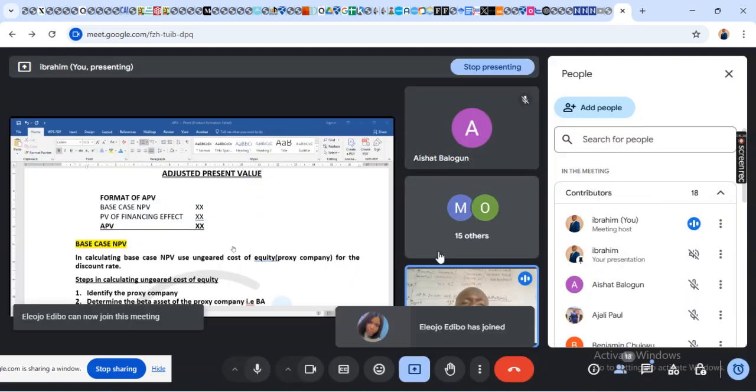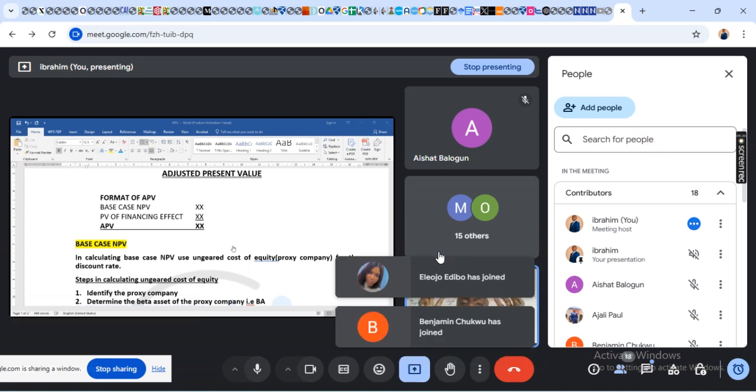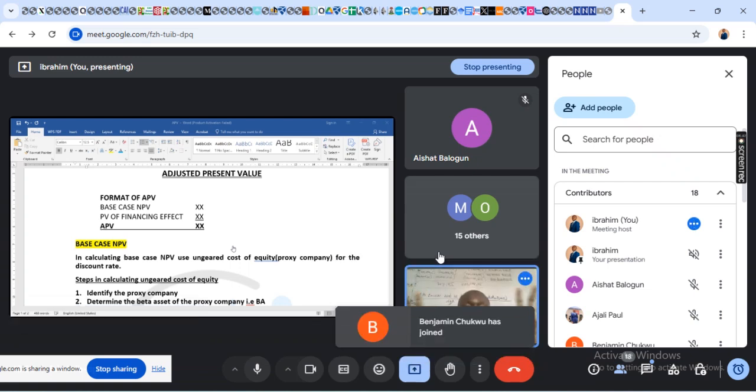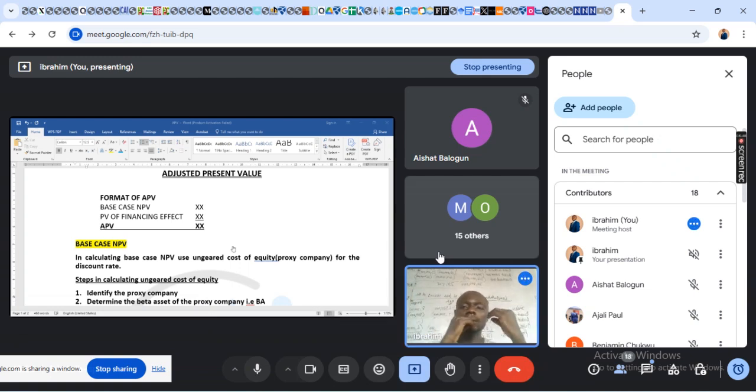Now, I purposely want the class to be calm, so that you will have both the theory aspects, understanding of adjusted present value, as well as the practical approach.